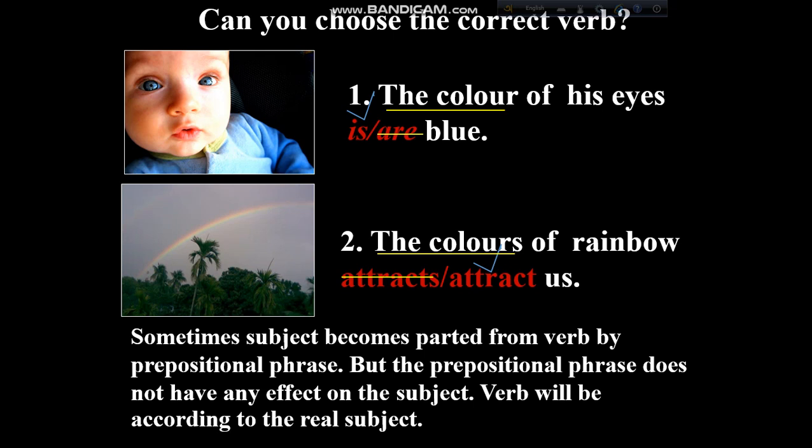And as you know, here the subject is the color. You are not allowed to use a subject from a prepositional phrase. So the subject is the color or the colors, not of his eyes, not of the rainbow. The prepositional phrase does not have any effect on the subject. The verb will be according to the real subject. I hope you have understood.